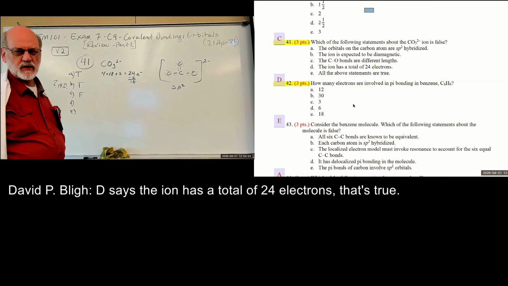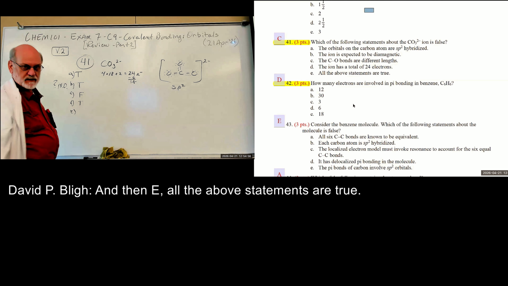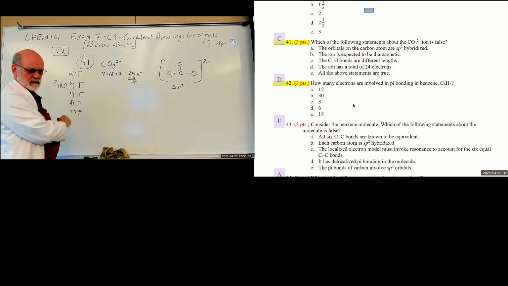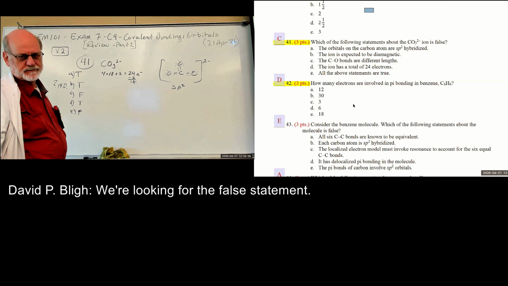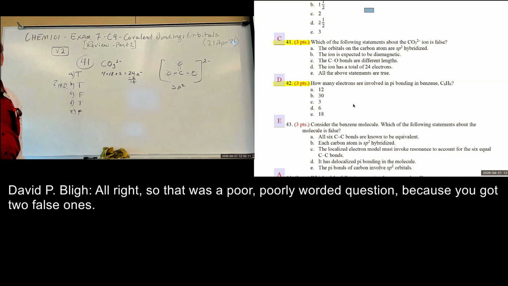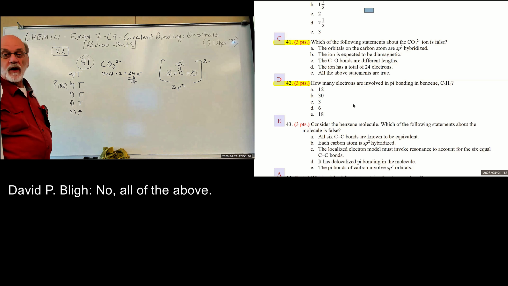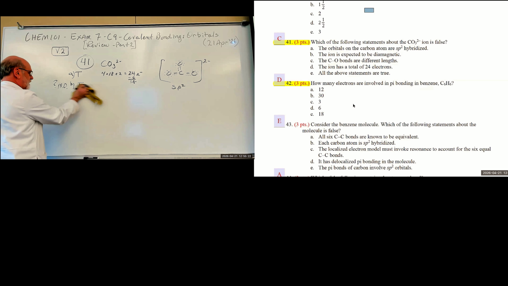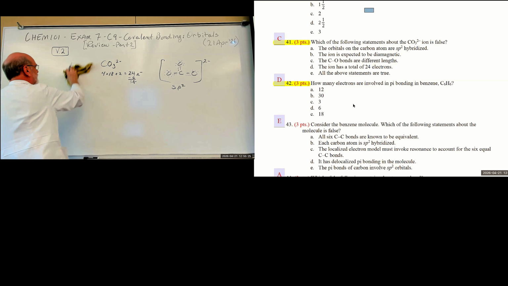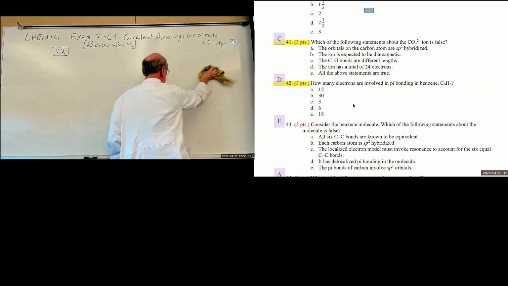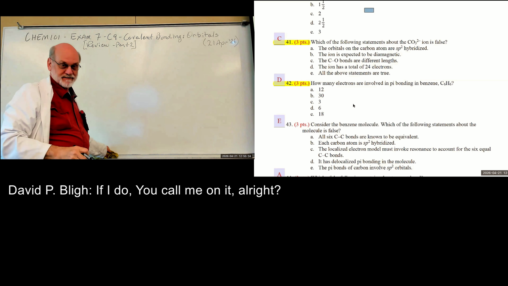D says the ion has a total of 24 electrons. That's true. And then E, all the above statements are true. No, that's false. All the above statements are, well, we're looking for the false statement. All right, so that was a poorly worded question because you got 2 false ones. No, all the above. Oh, that's right. Yeah. Okay. They messed up again. All right. Hopefully, I won't do that on an exam. If I do, you call me on it.